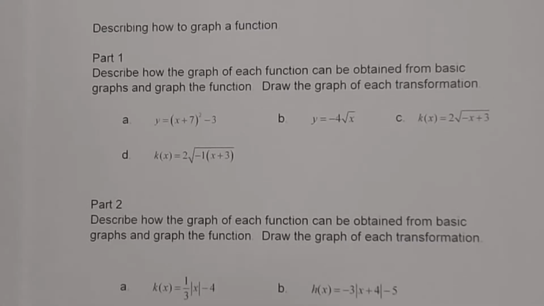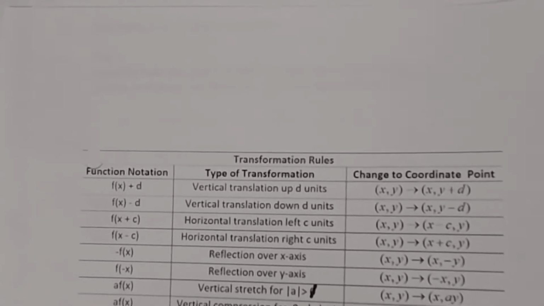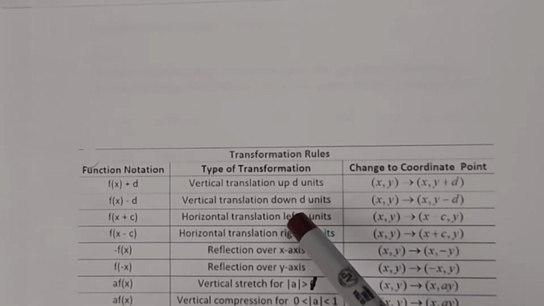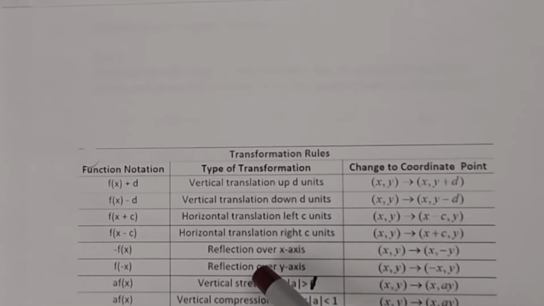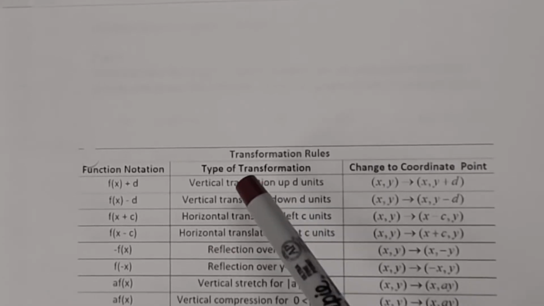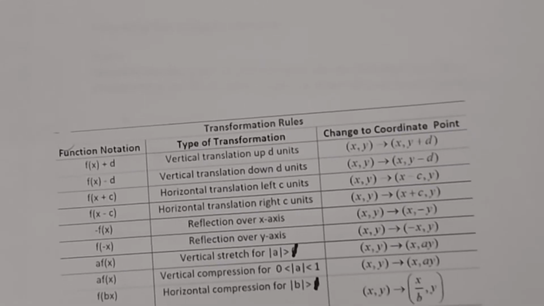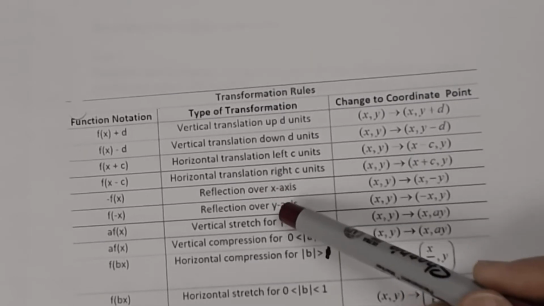So what we're going to do in these lessons is apply what we learned in previous lessons. Remember, in previous lessons, we talked about types of transformations. We looked at vertical translation, horizontal translation, reflection across the x-axis, and reflections across the y-axis.